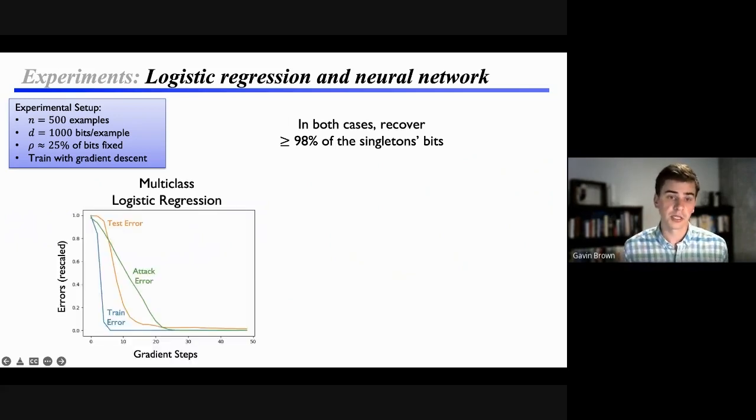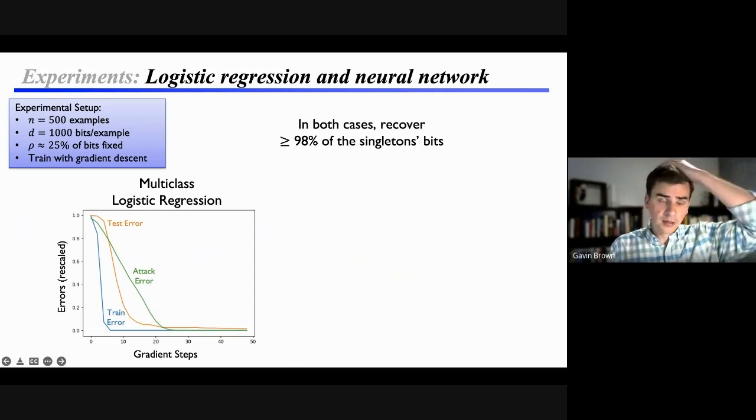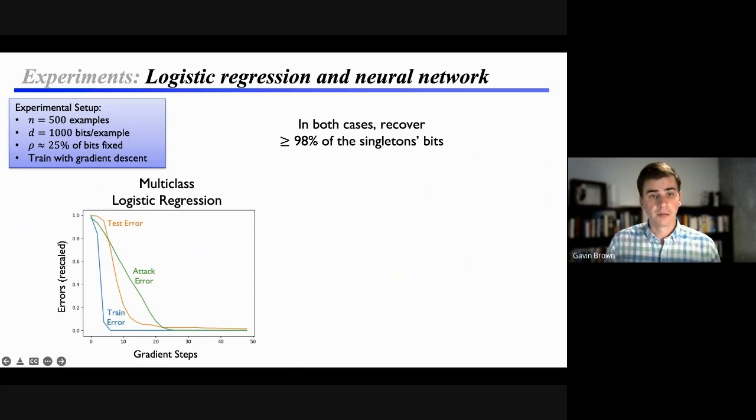Here are our results for multi-class logistic regression. On the x-axis, we have the gradient steps over training, and on the y-axis, we have the errors. I should mention these errors are rescaled so they live on the same scale, but we have the full details in the paper. For now, you can just interpret them visually. The train and test error quickly go down to 0, but the interesting thing is this attack error. The attacker starts out very bad and almost linearly decreases over training until, in the end, the attacker is recovering all of the singletons bits from this trained logistic regression model.